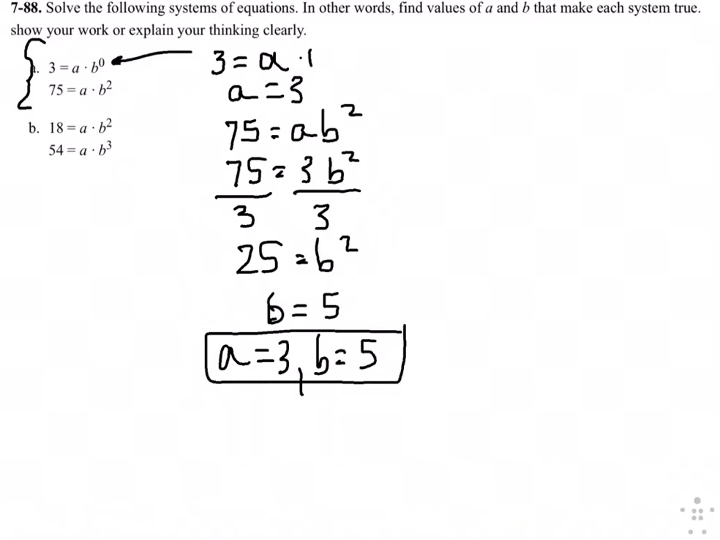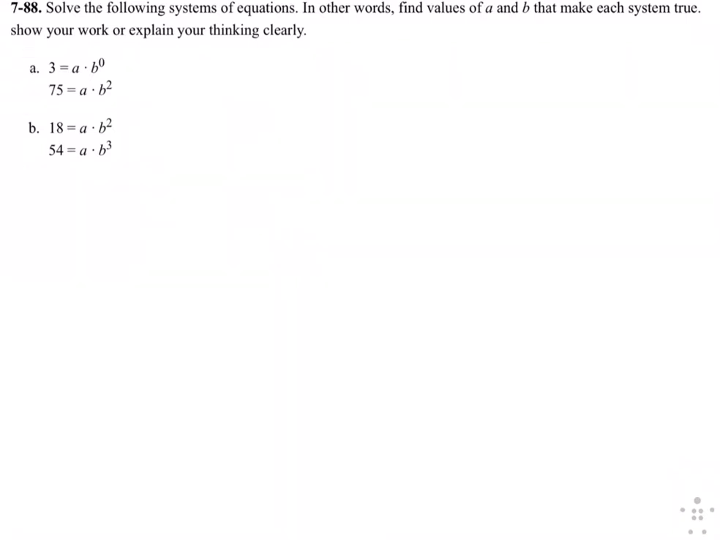Okay, so that's part A. That was a little easier because they gave us b to the 0. Now let's take a look at part B. So let me clear all the other work. So for b, we have two equations. I think the easiest way is to solve them both for one variable and use the equal value method.